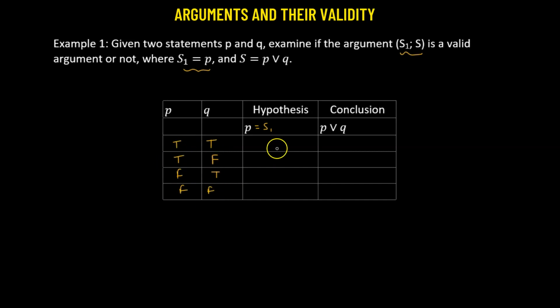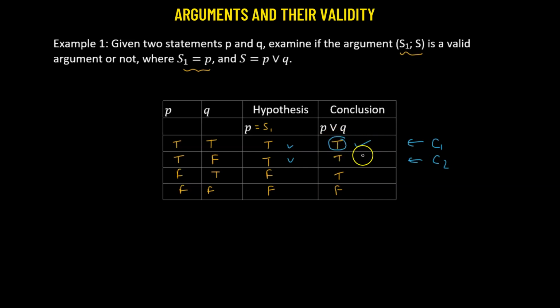Using this truth table, we list down all the truth values of the hypothesis. Since the hypothesis is the truth value of P, this will be true, true, false, false. Now the conclusion is given by P or Q, which will be true when at least one of them is true. So we have true, true, true, and the final truth value will be false. The next task is to find the critical rows. A critical row is when the hypotheses are true, so we only have two such critical rows. This is one critical row and this is the second critical row. Now for the first critical row, we have to see if the conclusion is true.